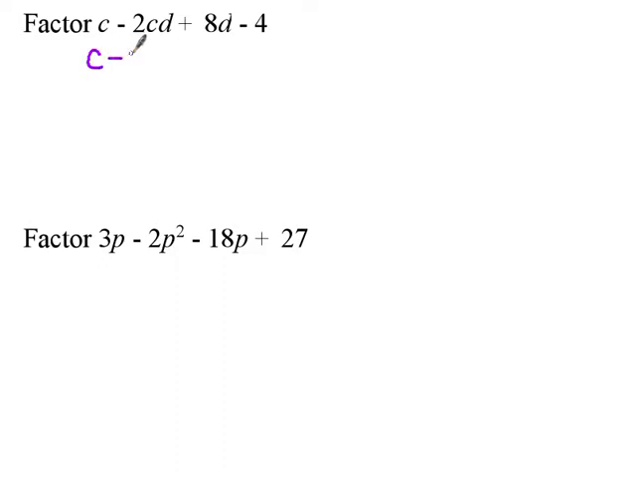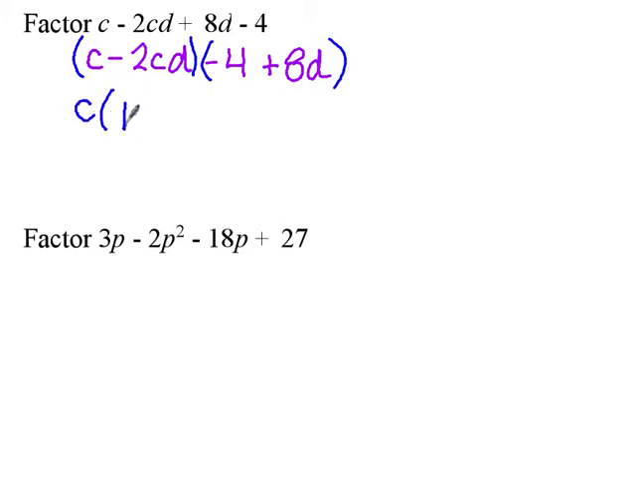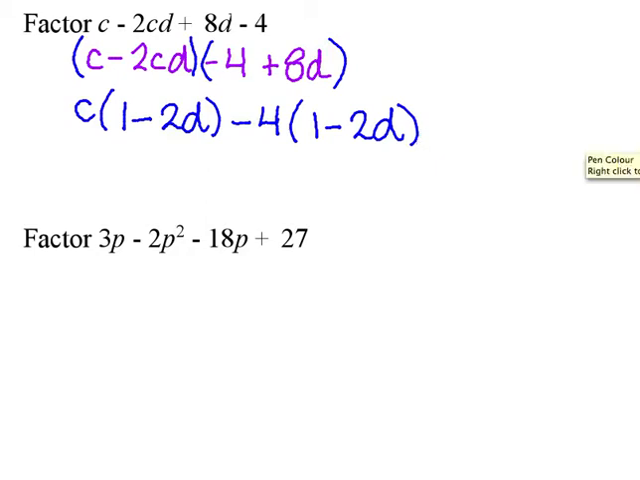So I'm going to rewrite this, and then I'm going to go ahead and group them. What can you take out from that first group? c. And what does that leave me with? 1 minus 2d. What can you take out from the second? Negative 4. And then that leaves me with 1 minus 2d. So what is one of our factors? 1 minus 2d. What's my other factor? c minus 4.